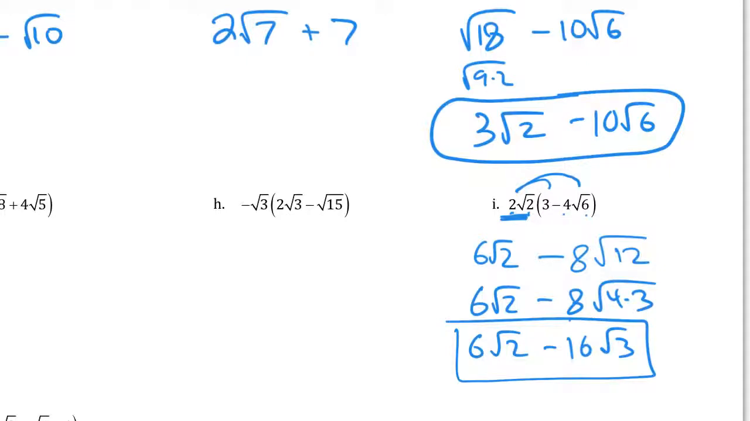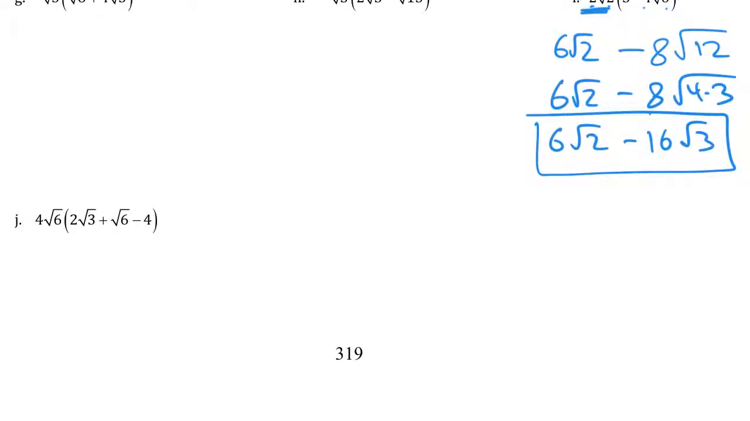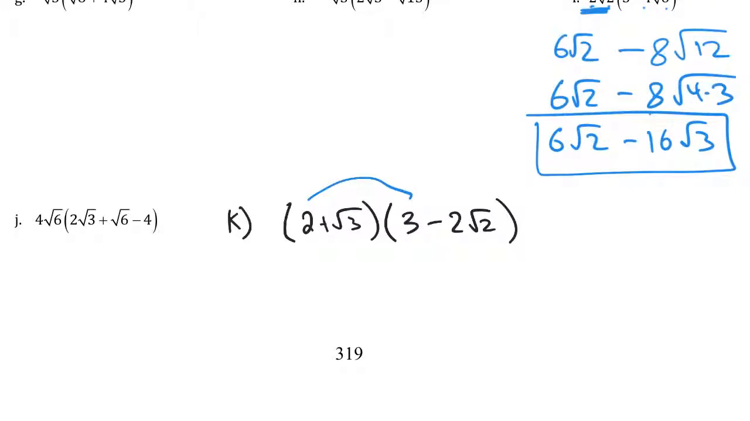Alright, to wrap up here, I'm actually going to have you add a problem of our own here. We'll call it problem K, since that's what comes next. Okay, problem K is going to be 2 plus rad 3 times 3 minus 2 rad 2. So this one is a double distribution problem. Okay, we know how to do this. You do the 2 times the 3, which is 6. 2 times 2 root 2, so I'm going to get minus, the outsides are 2 and 2, which is 4 root 2.